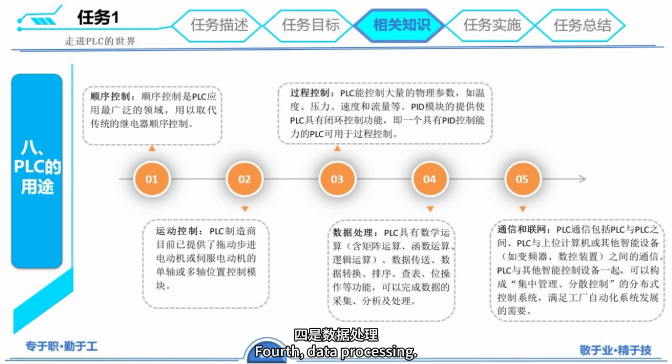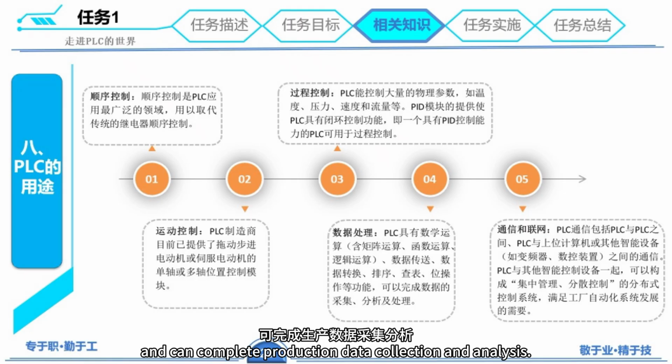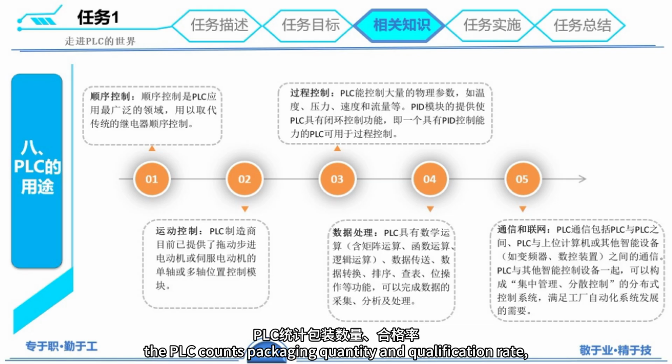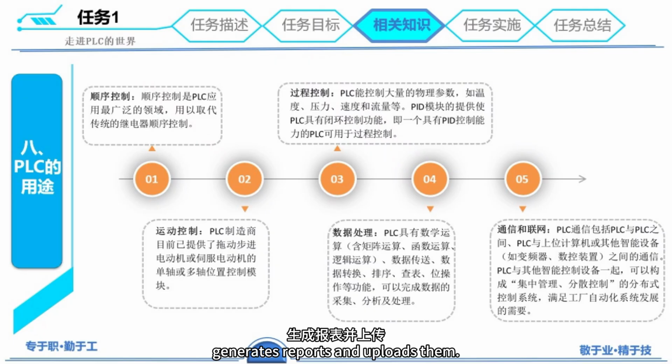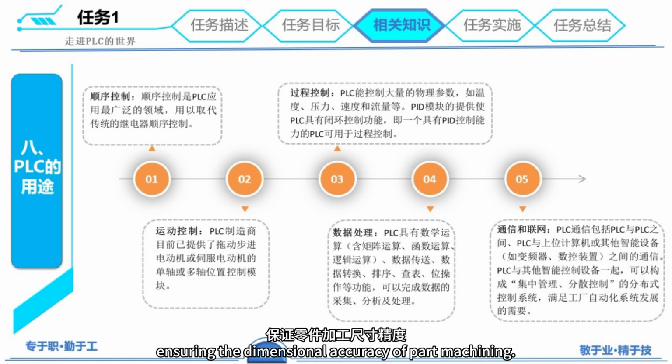Fourth, data processing. PLCs have functions like mathematical operations and can complete production data collection and analysis. For example, on a food packaging line, the PLC counts packaging quantity and qualification rate, generates reports, and uploads them. Fifth, motion control. PLCs precisely control motor drives through position control modules, providing precise control of the drive motor. For example, PLC controls the motor's motion trajectory in CNC machines, ensuring the dimensional accuracy of part machining.